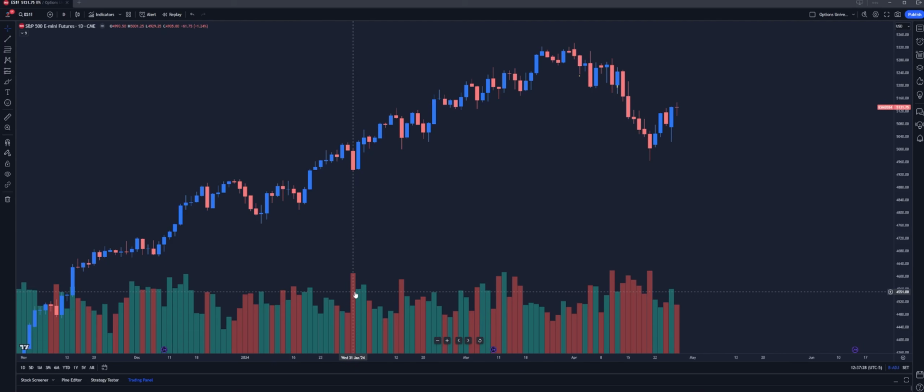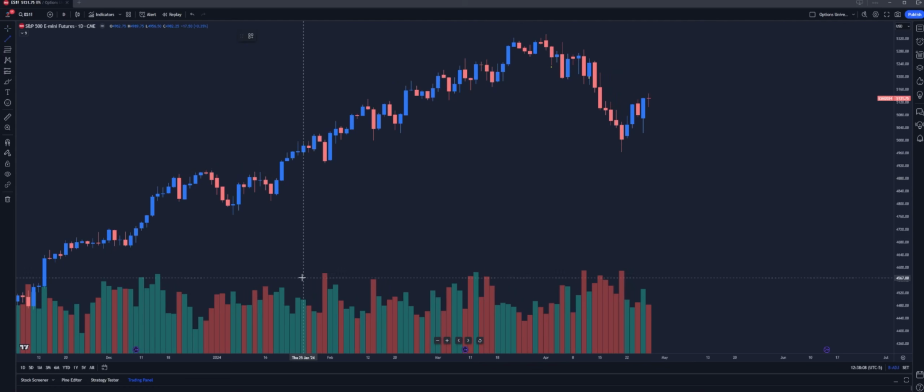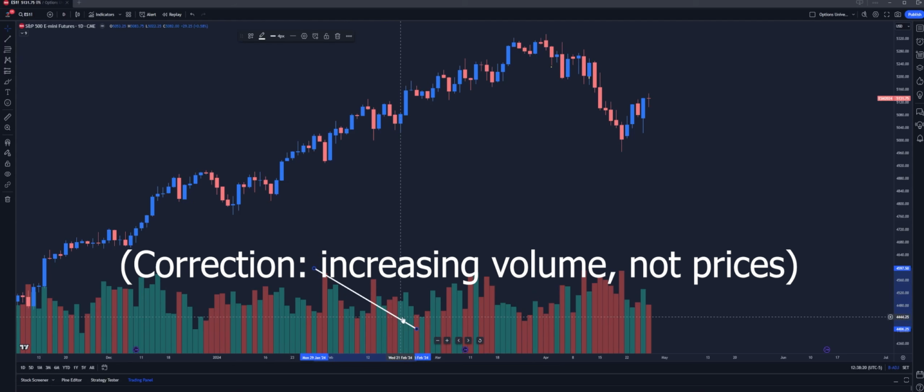Not until January 31st, late January, early February, did we see our first increasing sell pressure. And this was our first example of beginning to see a little bit of selling into higher prices after about 2.5 to 3 months of strong buying. However, if you notice, we still had decreasing volume on all of this stuff. In order for me to want to flip bearish in a long-term uptrend, I need to see increasing prices, not decreasing prices.